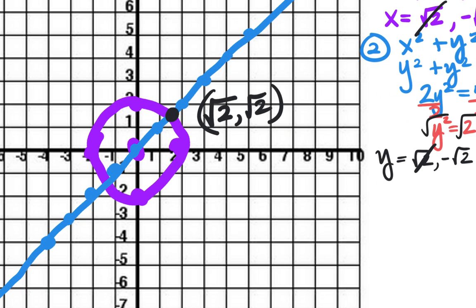And if you look at this next one, the one down here at the bottom, this one has a negative x and then a negative y. Well, we have a negative square root of 2 and a negative square root of 2.